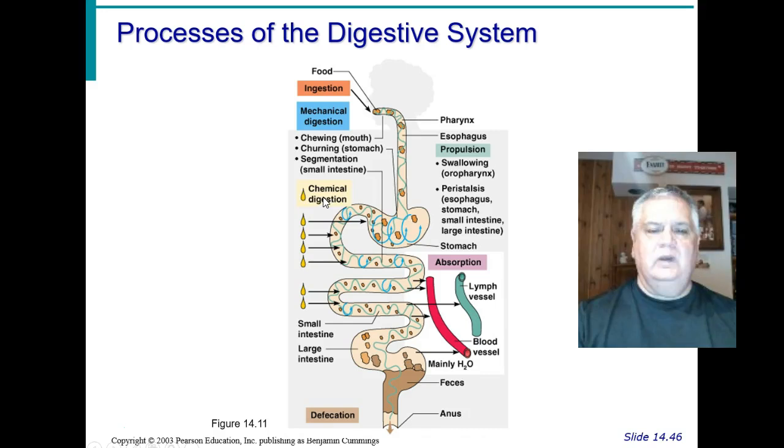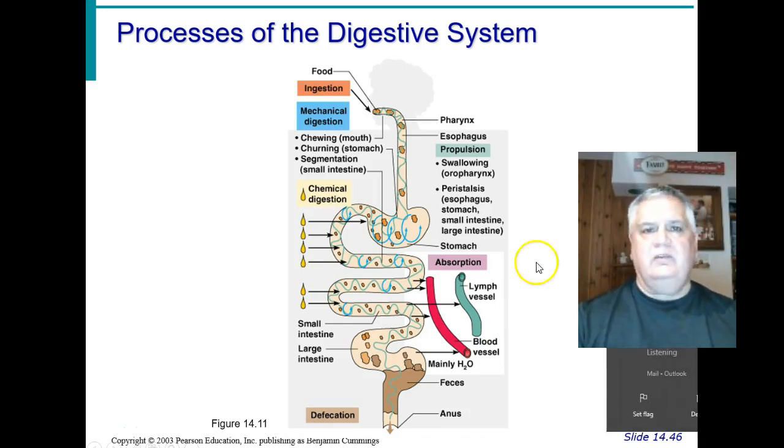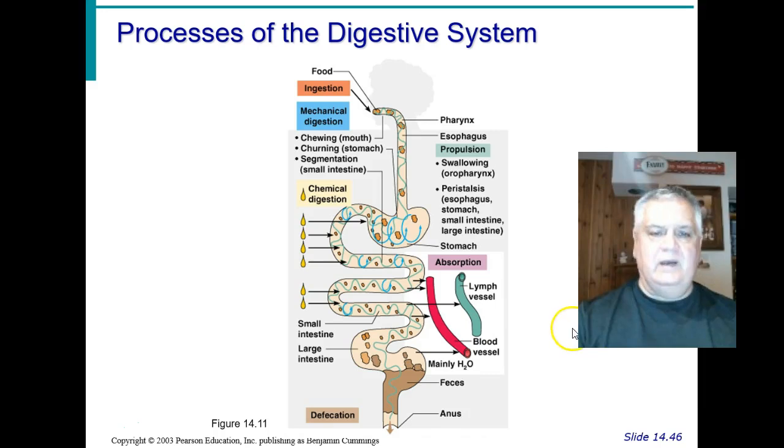Once the food is broken down into small pieces, it can then be acted upon by enzymes, and this results in the chemical digestion of the food, the breakdown of proteins to amino acids, carbohydrates to simple sugars, fats to fatty acids and alcohols or glycerol.